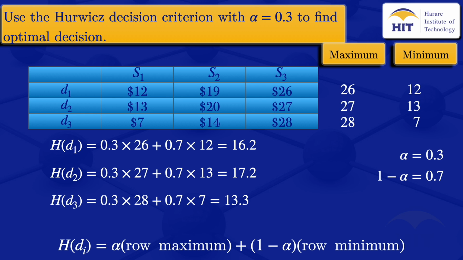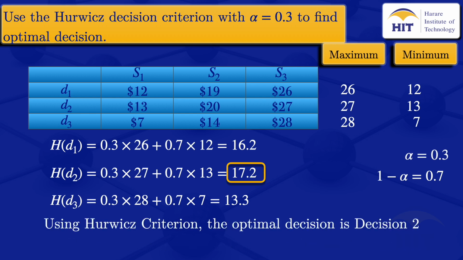We then go on and identify the optimal decision. To identify the optimal decision, we select the decision alternative with the highest Hurwicz criterion value. In this case, we see that the highest Hurwicz criterion value is this one, 17.2, which is from decision number 2. So our conclusion there is, using the Hurwicz criterion, the optimal decision is decision number 2.